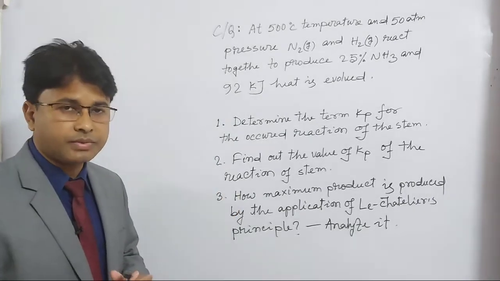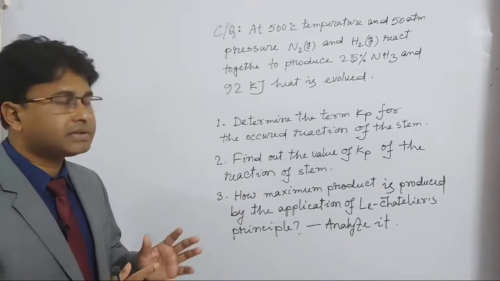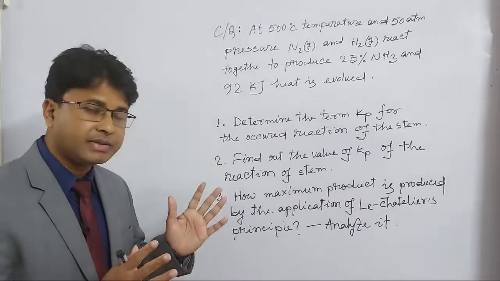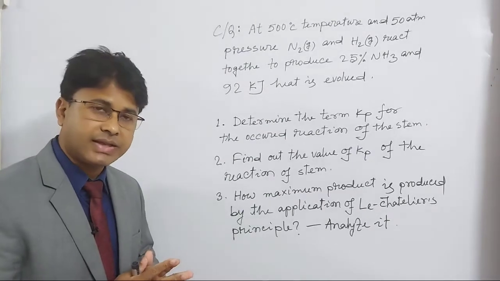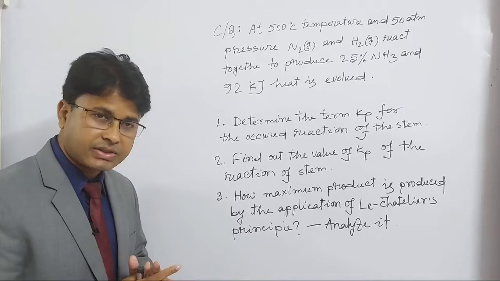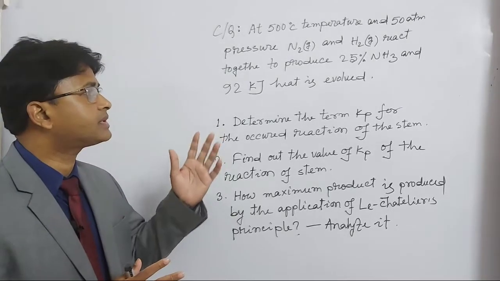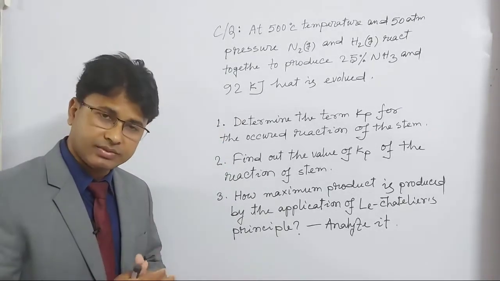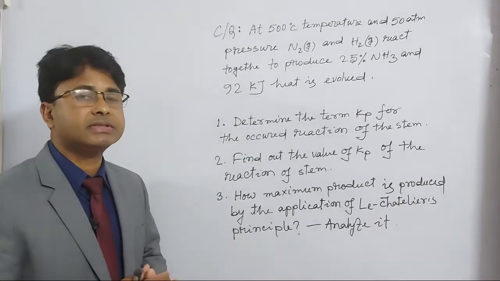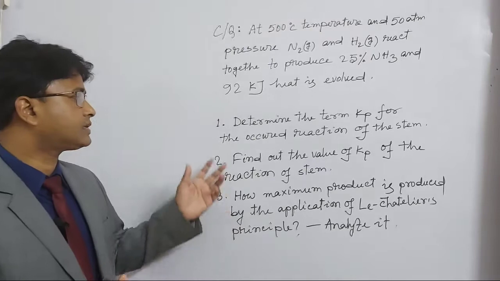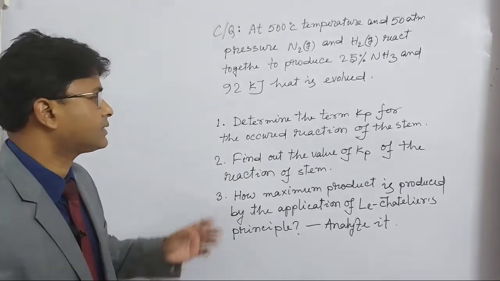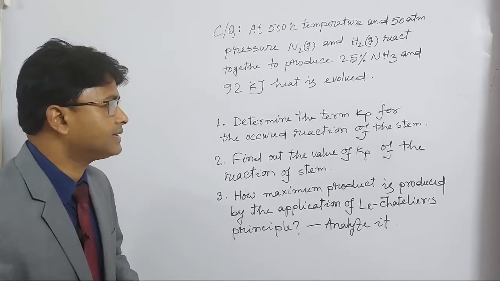Look at the whiteboard. At 500 degrees centigrade temperature and 50 atm pressure, nitrogen gas and hydrogen gas react together to produce 25% ammonia at the equilibrium state, and 92 kilojoule heat is evolved. So the first question is, determine the term of Kp for the occurred reaction of the stem.